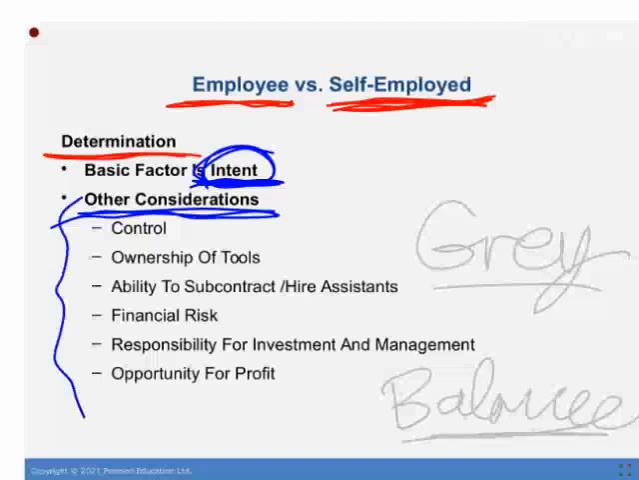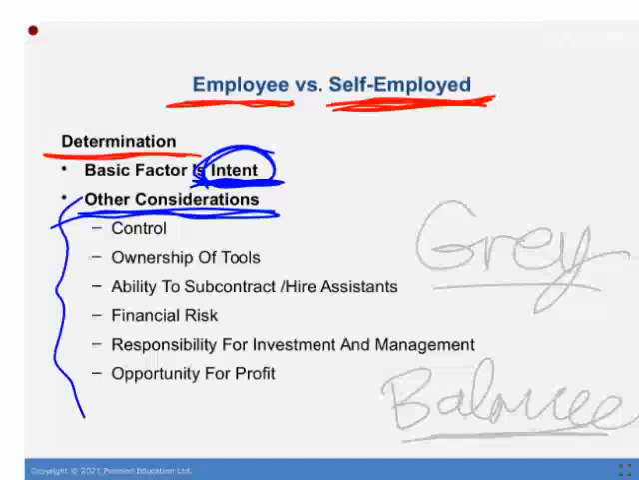worker is now saying they're an employee because they want to go get EI, and the payer is saying, no, this was just a self-employed thing, because they don't want to pay these extra CPP and all this. Well, now we have a disagreement. They both don't agree on that original intent. So we have to go further and look at the other considerations.